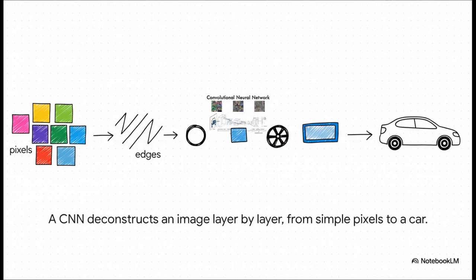It's totally inspired by how our own visual cortex works. Yeah, this diagram really nails it. See, a CNN doesn't just look at a photo and go, oh, that's a car. No way. It starts with the absolute basics, tiny little pixels, lines, and edges. Then, layer by layer, it starts putting those simple pieces together into more complex things, like a wheel or a window or a door. It just keeps building up until it gets the whole picture. It's like a pyramid, starting with simple patterns and ending with a really complex idea.